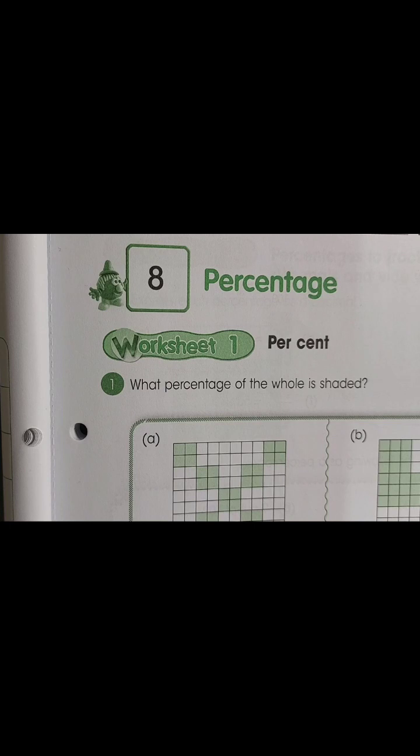Today we are going to start our worksheet related to percentage. Before that we had completed our work it out, that is in textbook B. So now we will start our worksheets. In worksheet 1 related to percent, let's start question number 1. What percentage of the whole is shaded? Part A, we have to count the shaded squares so that we can find out the percentage of the square that is shaded.